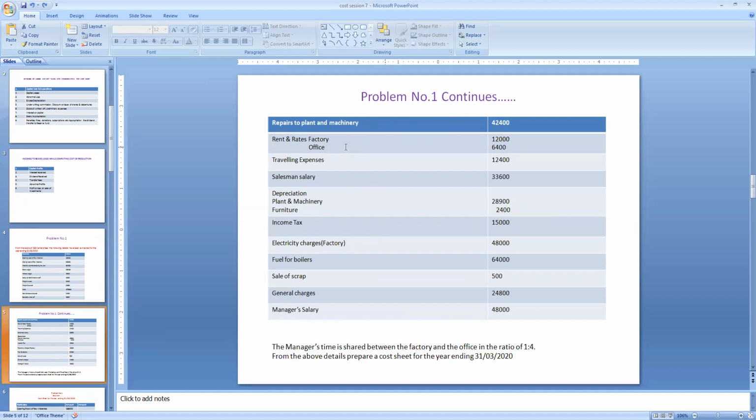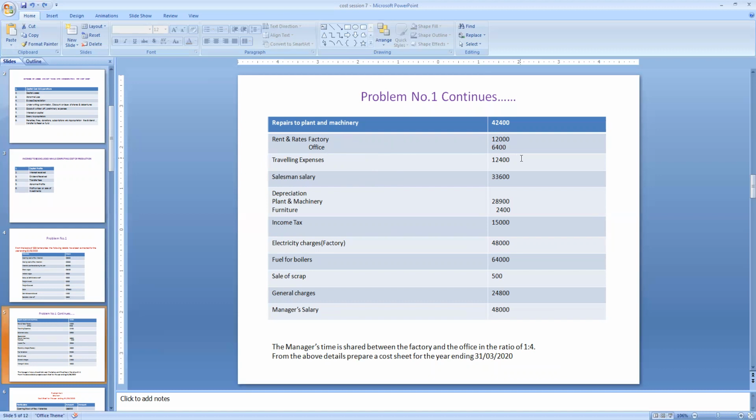And there is rent and rates given. They have split it into two. One is factory, another one is office. The rent paid for the factory building is 12,000. It has to be shown in the factory overhead. And for the office building, the rent paid is 6,400. It has to be shown in the administration overhead.